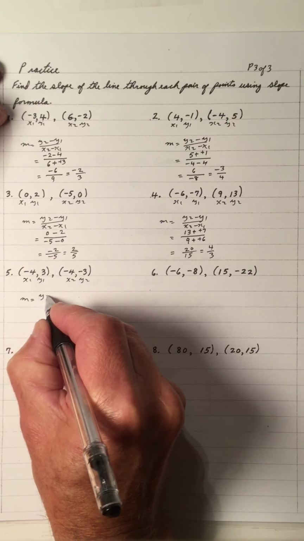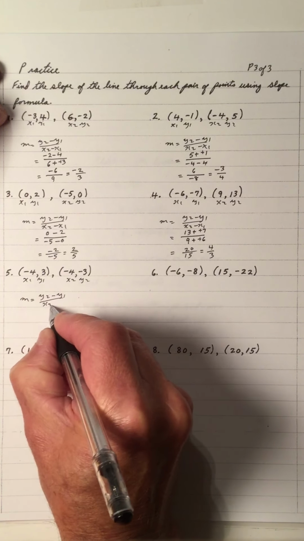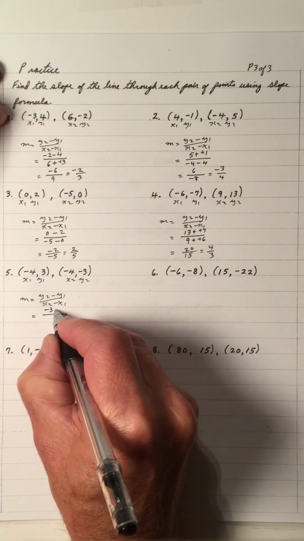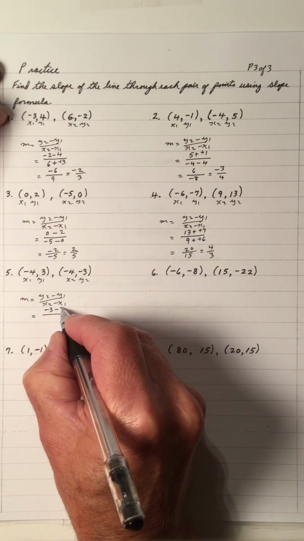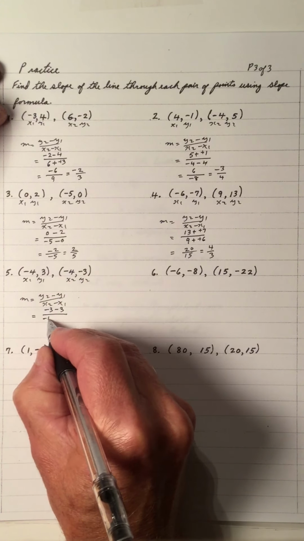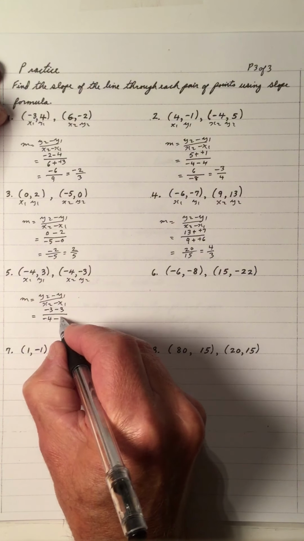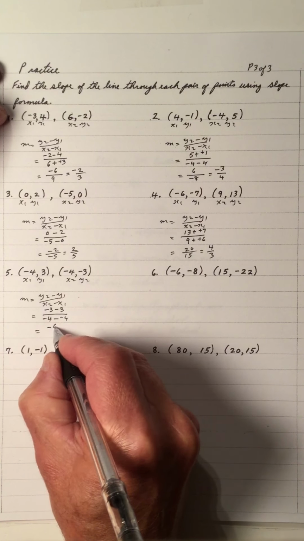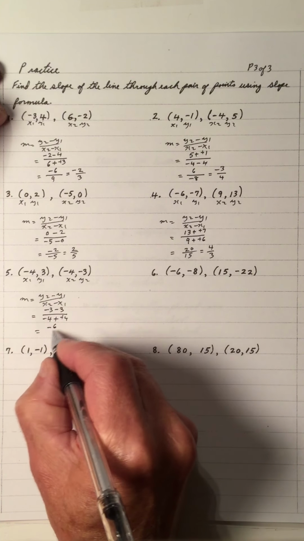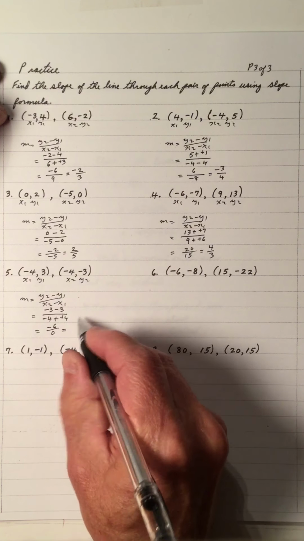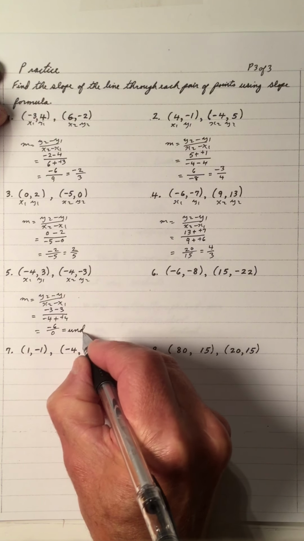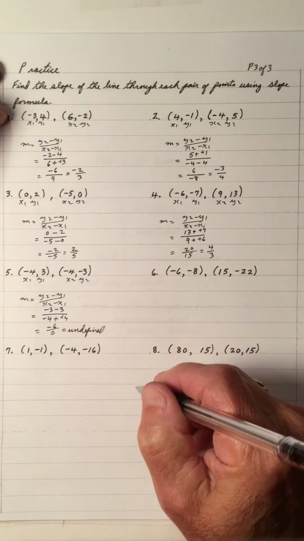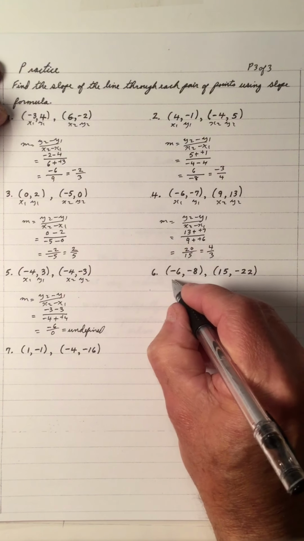Number 5. x1, y1, x2, y2. Slope, y2 minus y1 over x2 minus x1. y2 is negative 3. Subtract y1, which is 3. x2, negative 4. Subtract negative 4. And negative 3 subtract 3 is negative 6. Double negative is positive. Negative 4 plus 4 is 0. And you're dividing by 0, so we have an undefined slope, which means those two points form a vertical line.